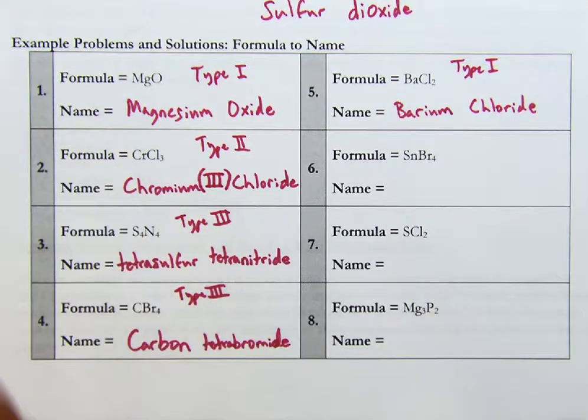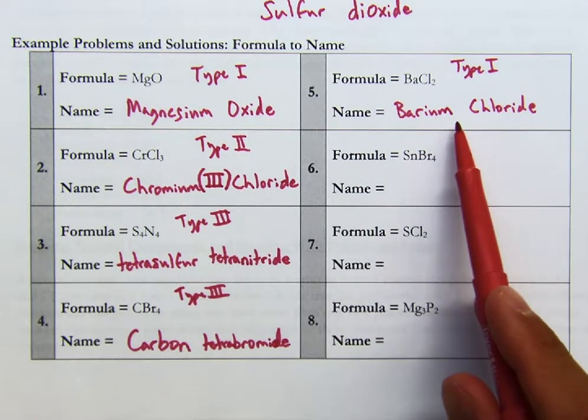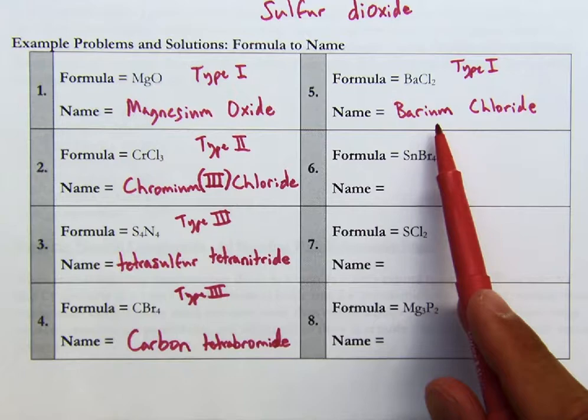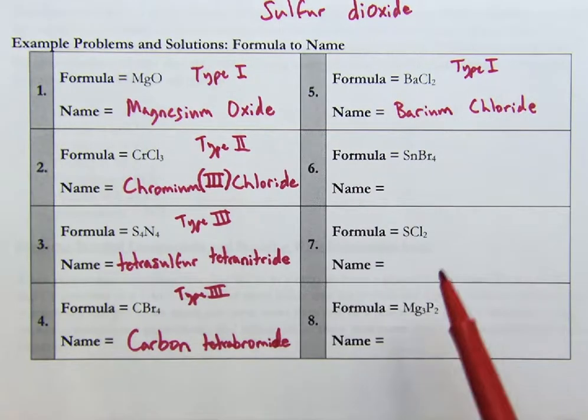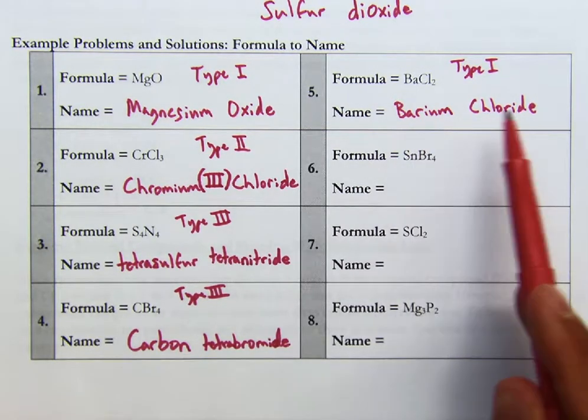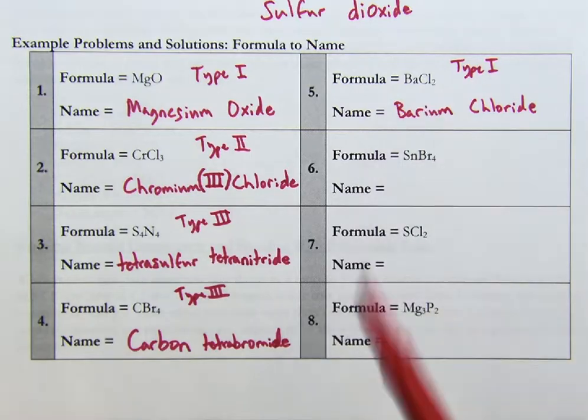I do not need to specify the charge of the barium because barium is in column 2 on the periodic table. It always has a positive 2 charge. So the fact that it's barium chloride, I know this is going to be +2, this is going to be -1, and I can know what the formula is.